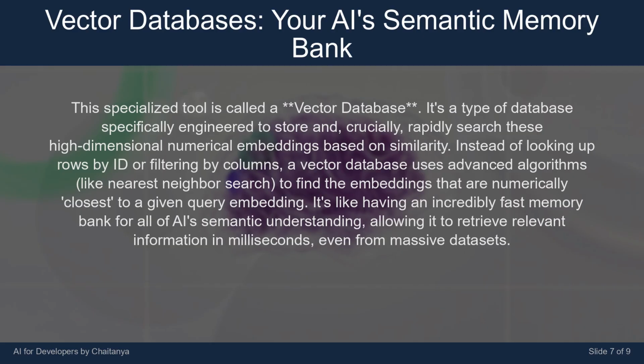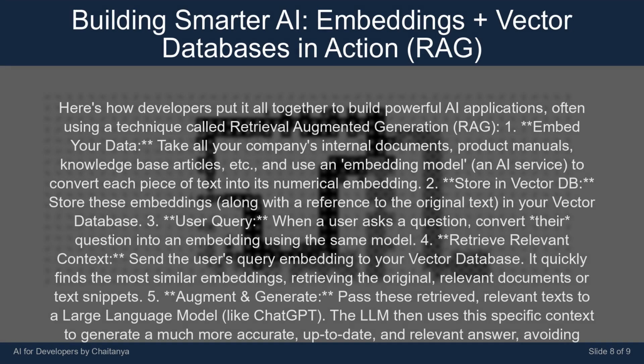A vector database uses advanced algorithms, like nearest neighbor search, to find the embeddings that are numerically closest to a given query embedding. It's like having an incredibly fast memory bank for all of AI's semantic understanding, allowing it to retrieve relevant information in milliseconds, even from massive datasets. Here's how developers put it all together to build powerful AI applications.